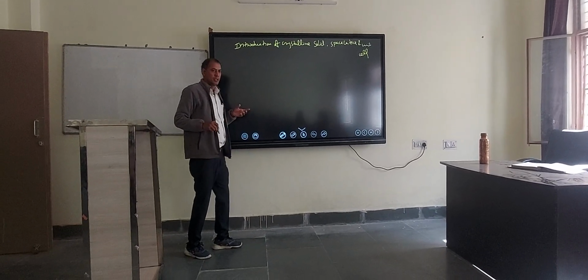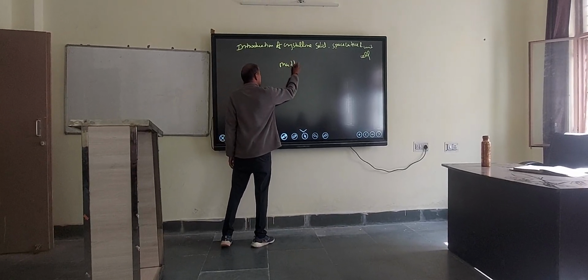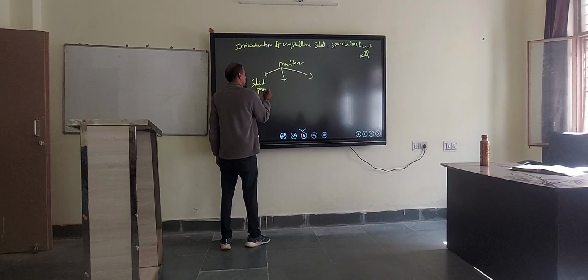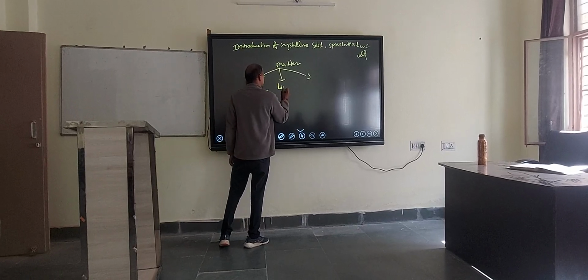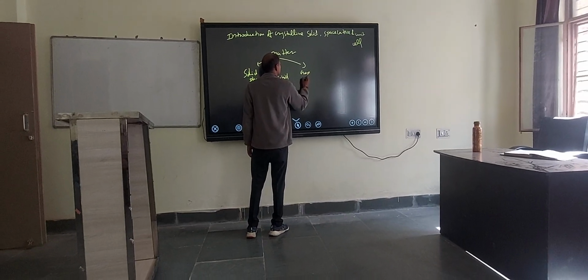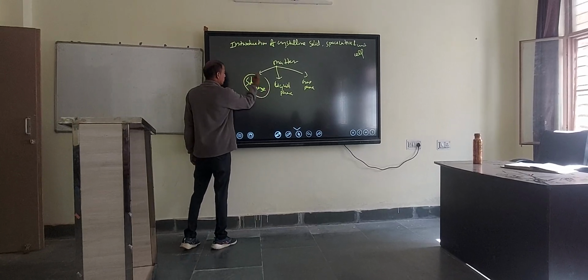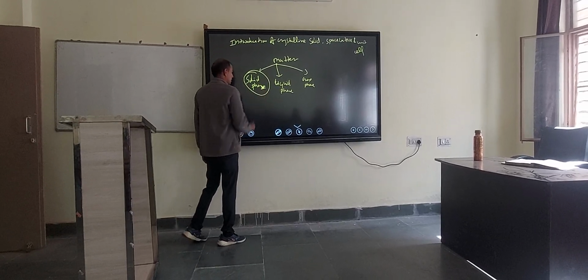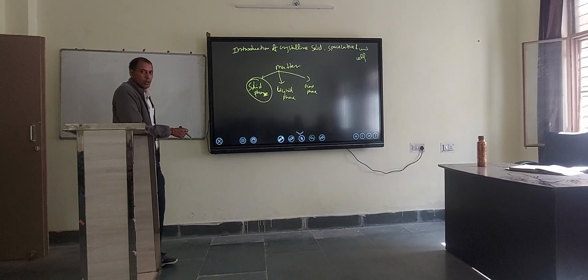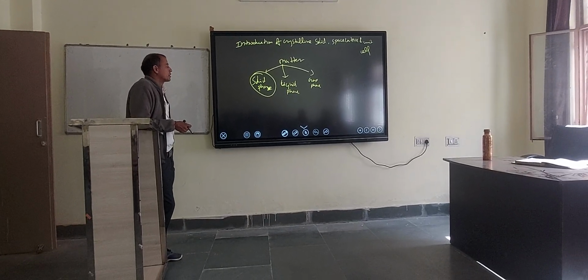At first, we know that matter has three phases like this: solid phase, liquid phase, and gas. Now, we have to study the solid phase here. In the solid phase, there is a regular arrangement of molecules or ions. Very ordered arrangement of molecules or ions in the solid phase.